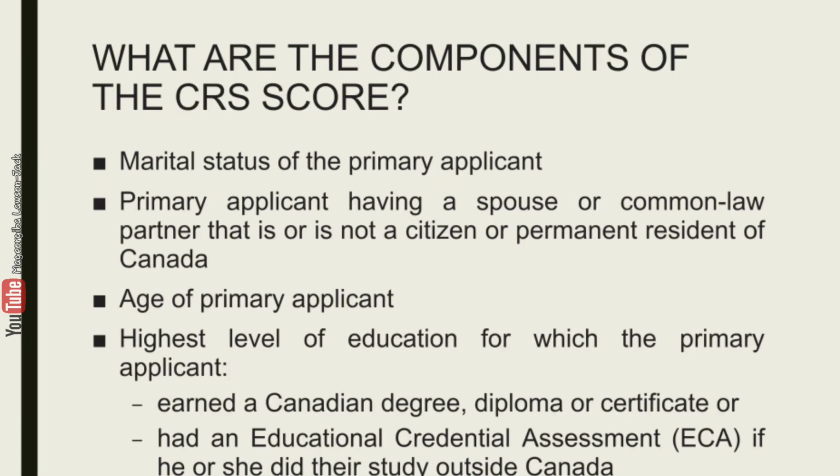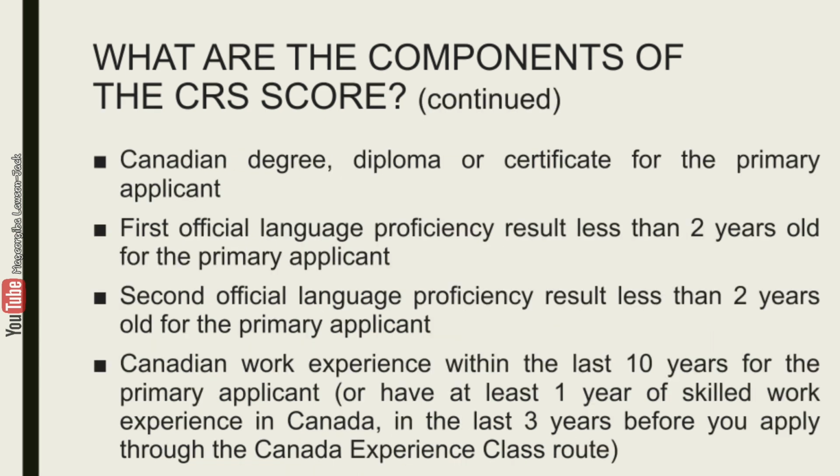The components of the CRS score include the marital status of the primary applicant; the primary applicant having a spouse or common law partner that is or is not a citizen or permanent resident of Canada; the age of the primary applicant; the highest level of education for which the primary applicant earned a Canadian degree, diploma, or certificate, or had an educational credential assessment if he or she did their study outside of Canada; and a Canadian degree, diploma, or certificate for the principal applicant.